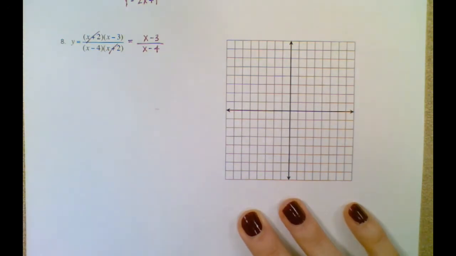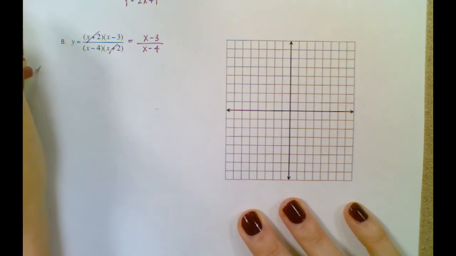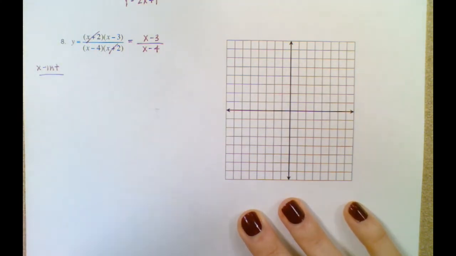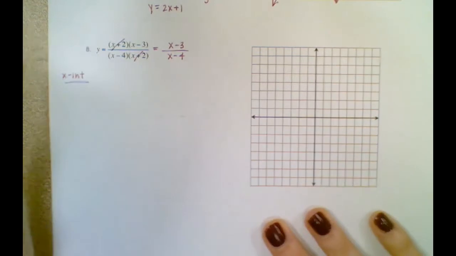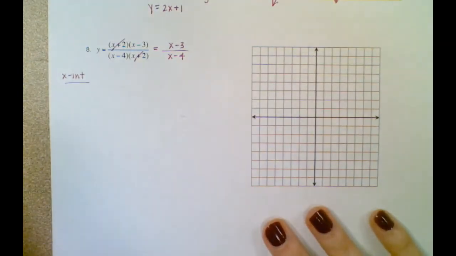Then I need to look for my x-intercepts. And we'll have blanks for you guys to fill in all of these on a test. We won't make you memorize everything you have to write down. So we'll make sure that you guys have an area to write this all down.